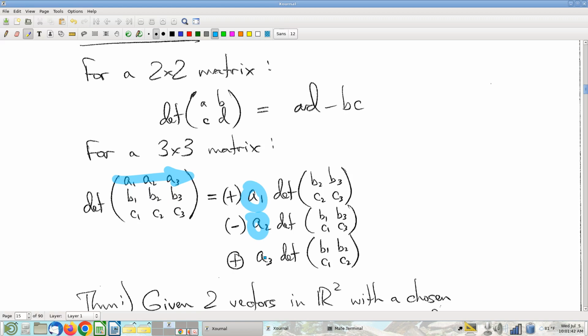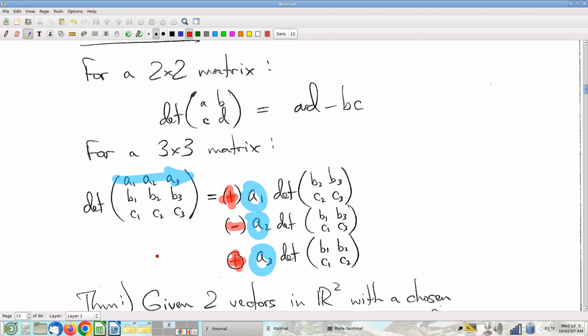You'll see here we have the elements in that top row. As I go across the top row, I alternate plus, minus, plus. I know that's weird, right? Again, why the minus? Deep water, right? That's a linear algebra thing that we don't have time to go into, but it turns out it's actually very natural.